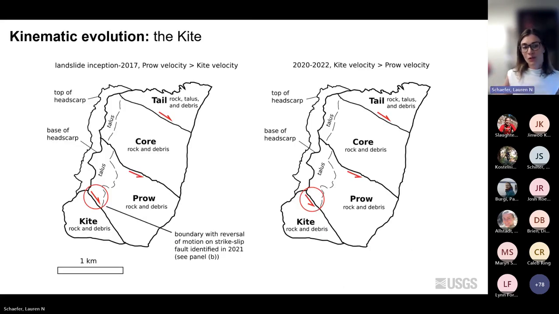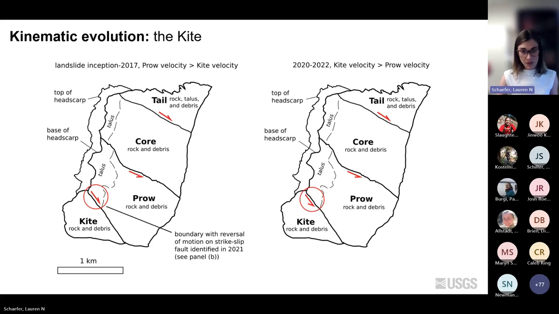Now we're going to get into two examples of kinematic evolution. The first is related to the kite. Here are two schematics. The left represents landslide inception through to 2017, and the right one represents our period of observation. On the left, we can think of that as the historical cumulative movement. In a cumulative sense, the prow has moved further downslope than the upper portion of the kite. So there's this right lateral sense of motion on the strike slip fault, and again, that large area of talus accumulation.